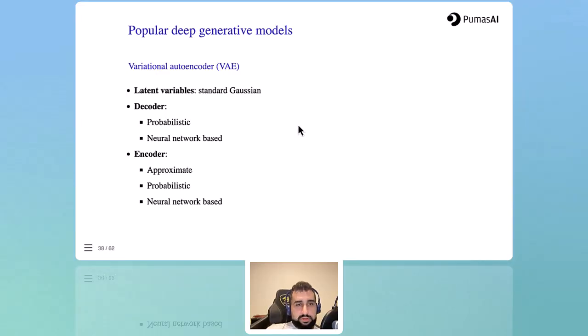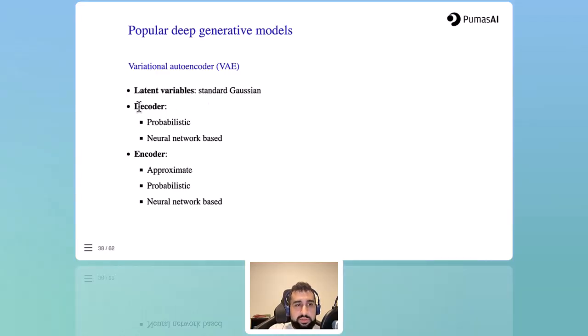Good. So with all this theory and background in mind, let's take some very concrete examples of popular deep generative models that use the exact same concepts that we just discussed. The first model we're going to consider is the so-called variational autoencoder model. And this one has a latent variable that's a standard Gaussian. So let's say 3-dimensional, 4-dimensional, 10-dimensional, however many dimensions you want, but it's a standard Gaussian with mean 0 and the covariance matrix is the identity.